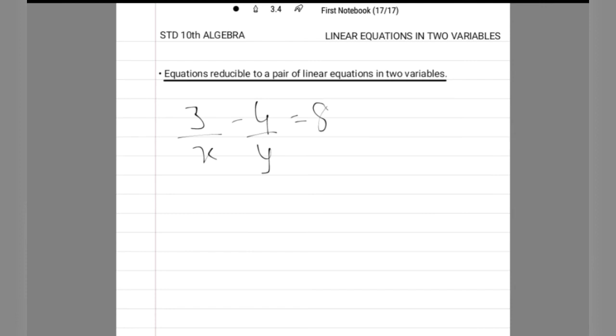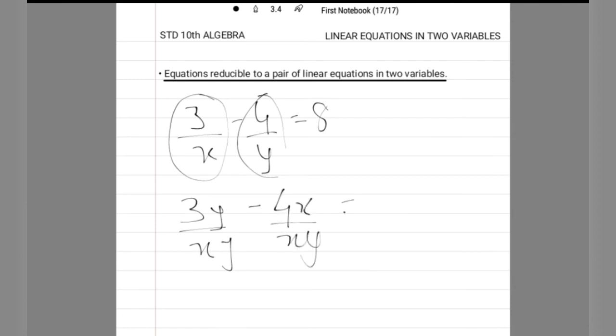Also if we take an LCM here, multiplying and dividing the first term by y, we get 3y upon xy, and minus, multiplying and dividing the second term by x, we get 4x upon xy is equal to 8.